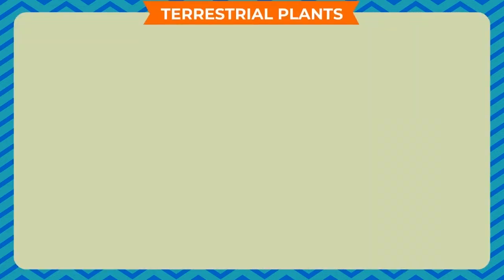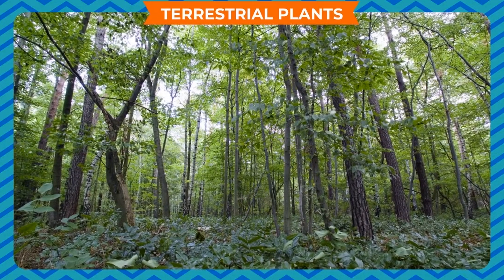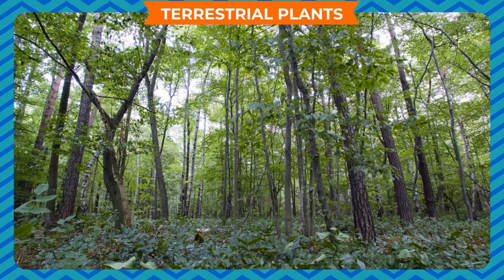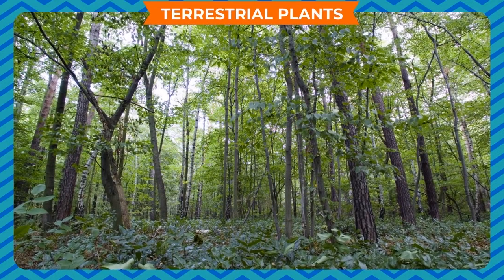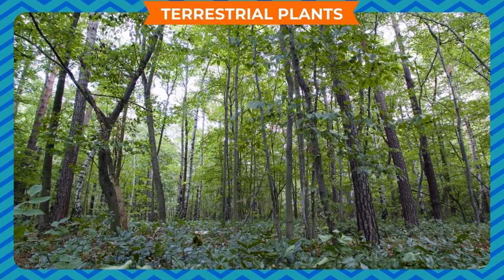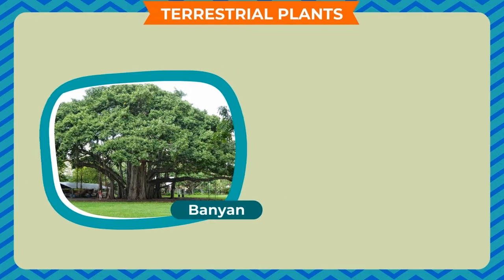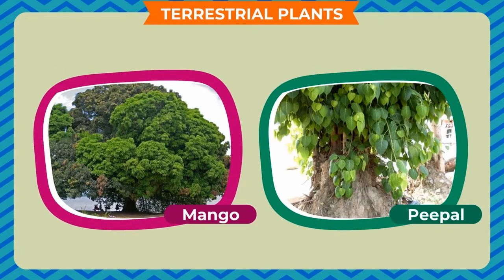Terrestrial plants. Plants that grow on land are called terrestrial plants. We can see different types of terrestrial plants according to different landforms. Some trees such as neem, banyan, mango, and peepal grow in the plains. They have broad leaves. They do not shed their leaves in winter and continue to grow new leaves again in summer.